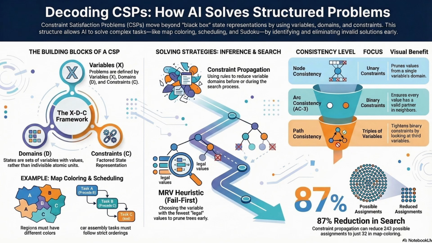What are our variables here? What's X? Your variables, your X, are the tasks. Install axles, affix wheels, tighten nuts, inspect brakes, paint chassis. There might be hundreds of them. And the domains? The D is time. The domain is the timestamp. When does this task start? Does install axles start at minute 1, minute 10, minute 45?